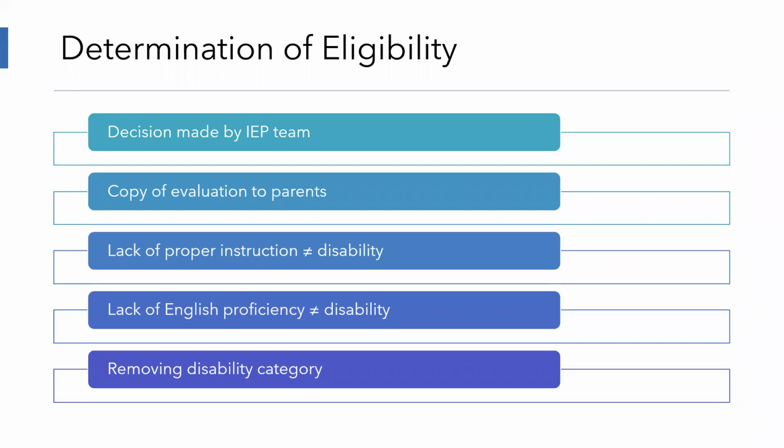And that's because we want to make sure that we're not taking away supports and services for children who need them to really thrive and be successful. Now, if the child graduated from secondary school with a regular diploma, or if they exceed the age of eligibility for FAPE, then an evaluation doesn't have to occur.